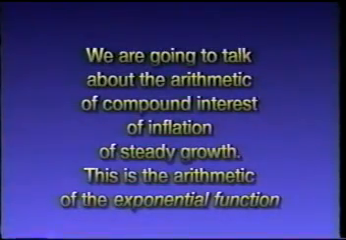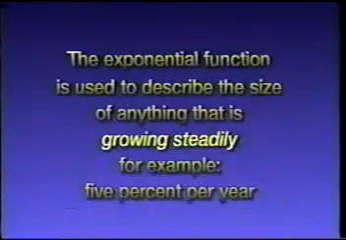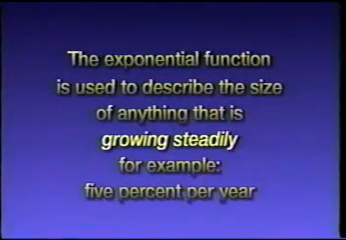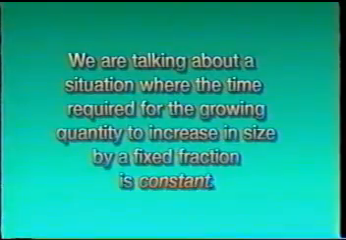So we're going to talk about the arithmetic of compound interest, of inflation, of steady growth. This is the arithmetic of the exponential function. Now, the exponential function is used to describe the size of anything that's growing steadily. If you had something growing 5% per year, you'd write the exponential function to show how large that growing quantity was year after year. And so we're talking about a situation where the time that's required for the growing quantity to increase by a fixed fraction is a constant. 5% per year: the 5% is a fixed fraction, the per year is a fixed length of time. Now that's what we want to talk about, ordinary, steady growth.